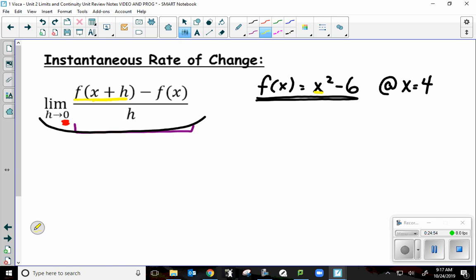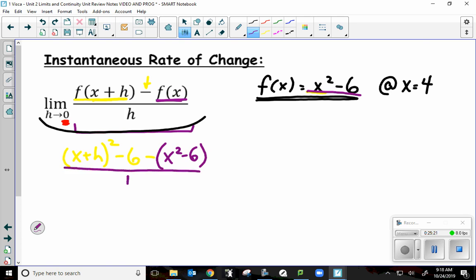Wherever there's an x, I'm going to put x plus h. So it's x plus h squared, because that's where my x is. I still have my minus 6. Can't forget that, minus 6. Minus the original function, which is x squared minus 6. I put that in parentheses because I have to subtract the whole function. All over h, and that's the limit as h approaches 0.